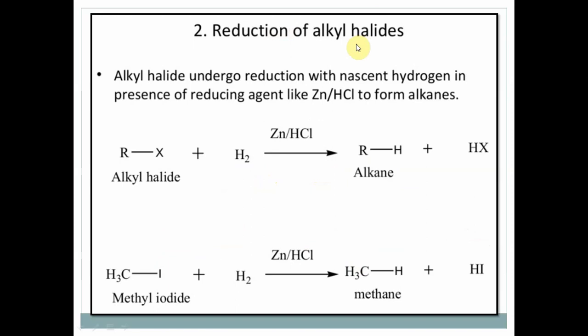Reduction of alkyl halides. Alkyl halide undergoes reduction with nascent hydrogen in the presence of a reducing agent like zinc and HCl to form alkanes. Alkyl halide with H2, zinc and HCl gives the alkane. If we use methyl iodide, then we get methane. So it's a method of synthesizing alkanes.